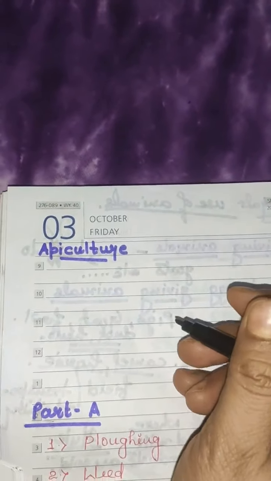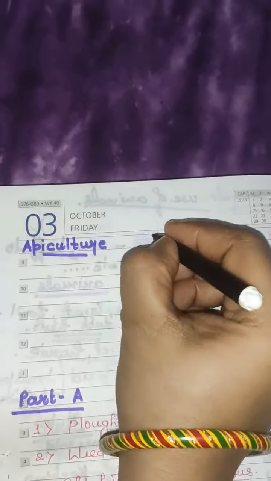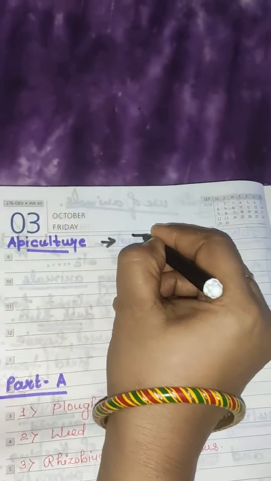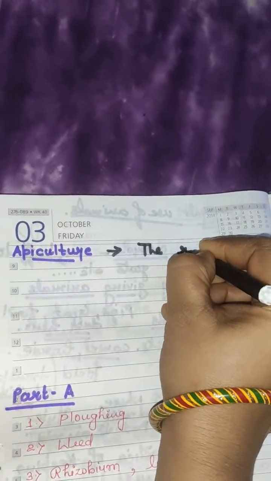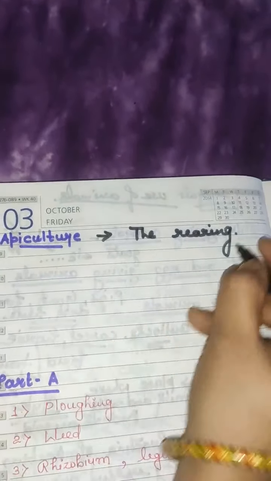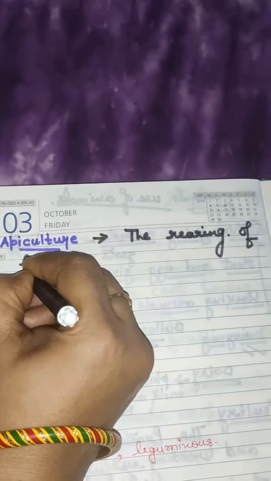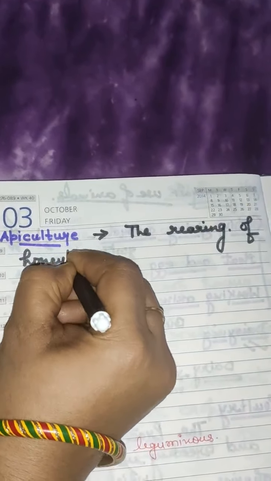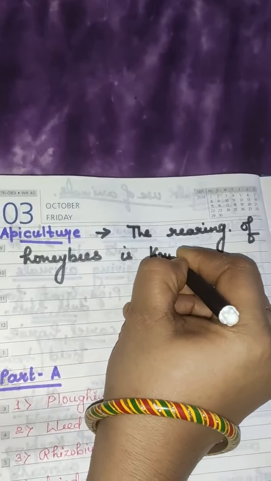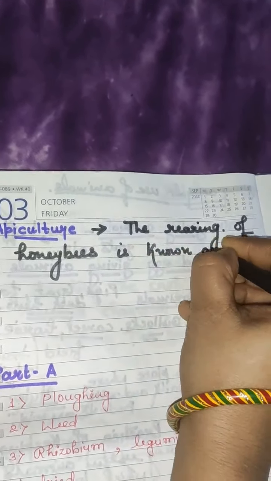Then we have apiculture. What is the meaning of apiculture? Apiculture is related to honeybees. The rearing, which means proper care is taken, of honeybees is known as apiculture.